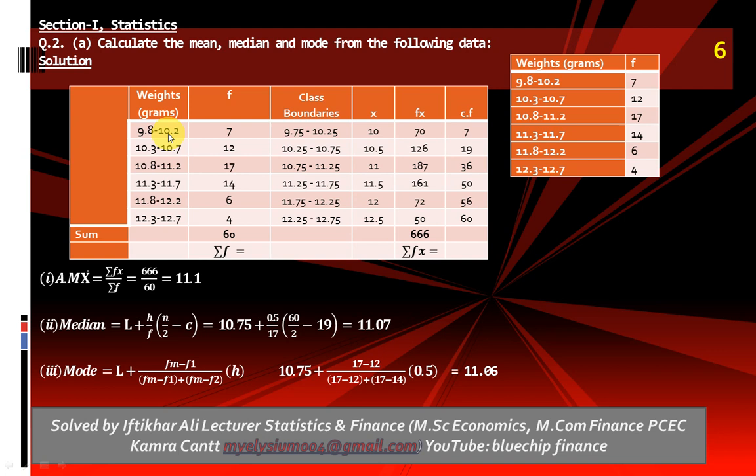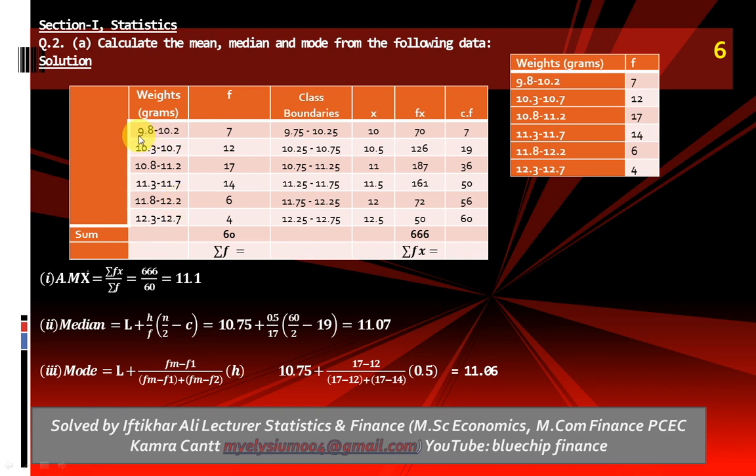10.3 minus 10.2 divided by 2 equals 0.05, and when 9.8 minus 0.05, it will be equal to 9.75. So 0.05 is subtracted from the left side and added to the right side.